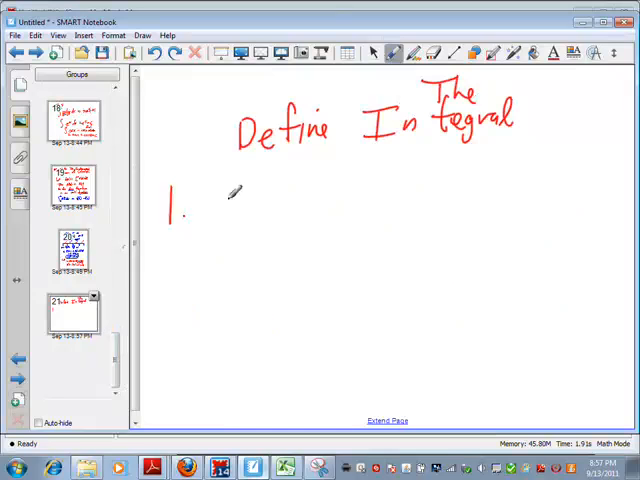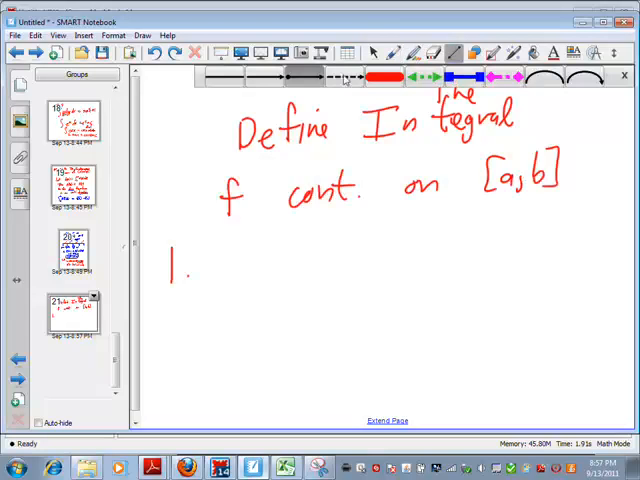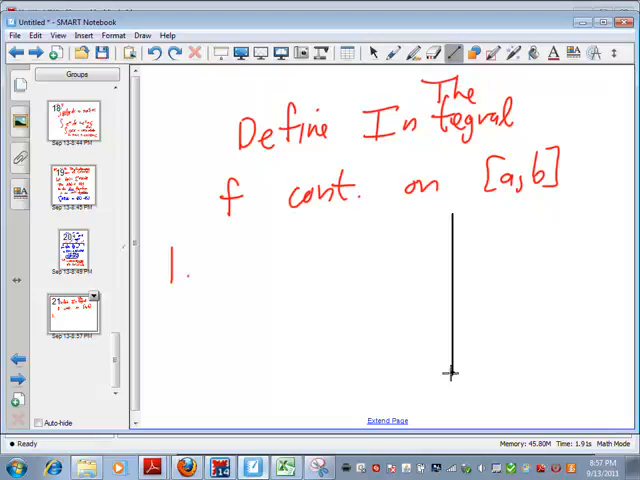And so again, we need f continuous on a to b. And I won't put the 1 there. And that's the requirement. Does f have to be continuous to create an area under it? Must it be continuous? Are you telling me you can't find the area under this?